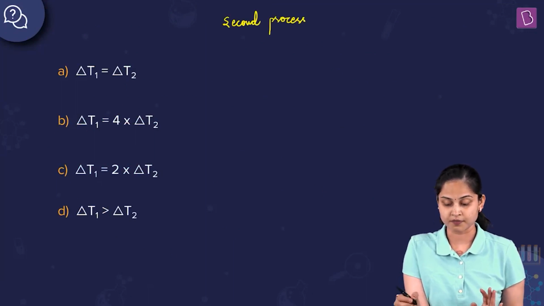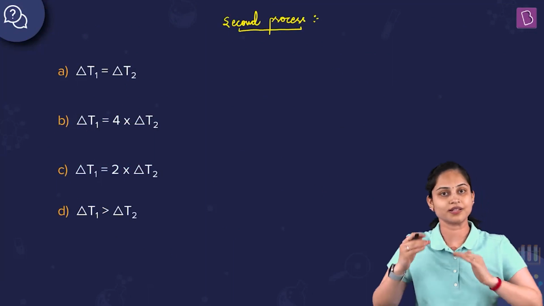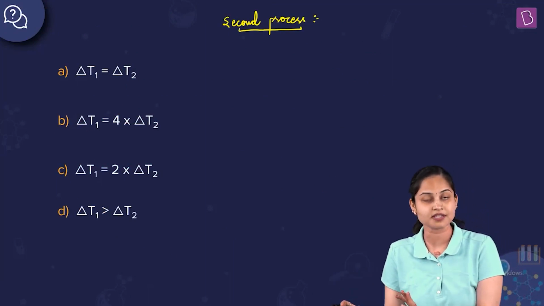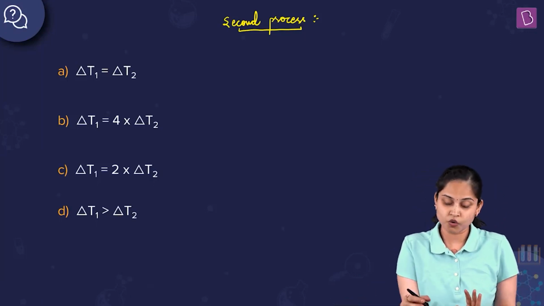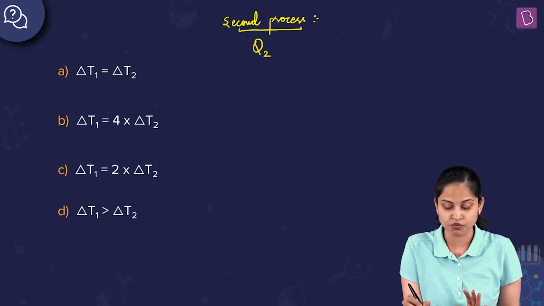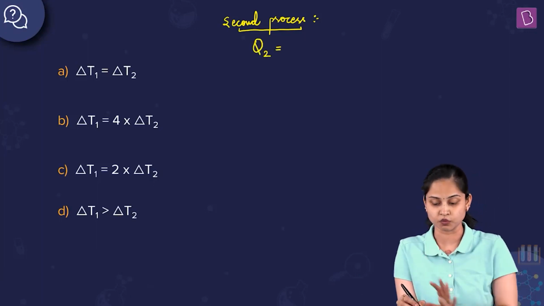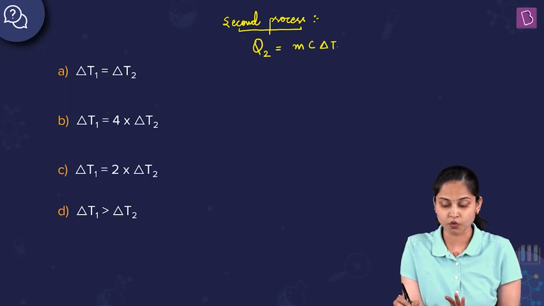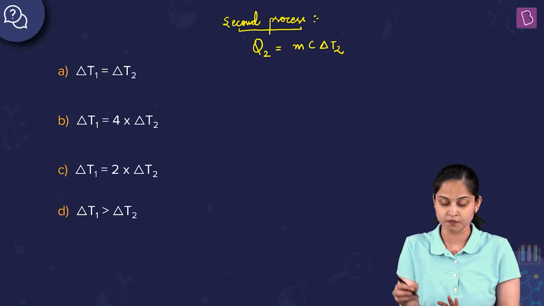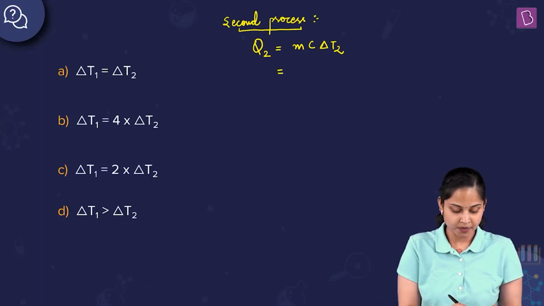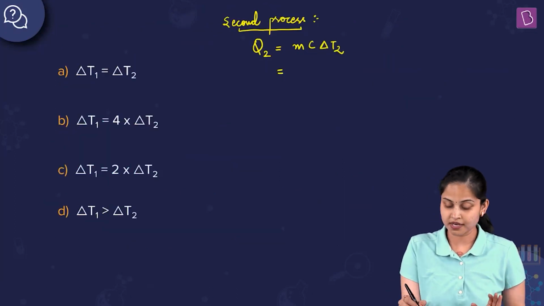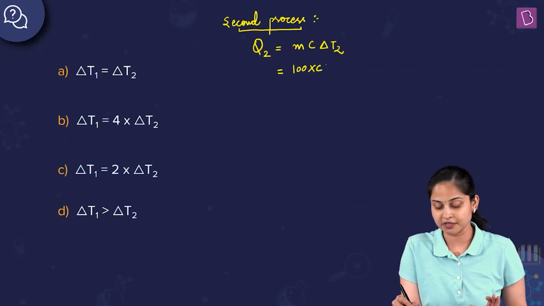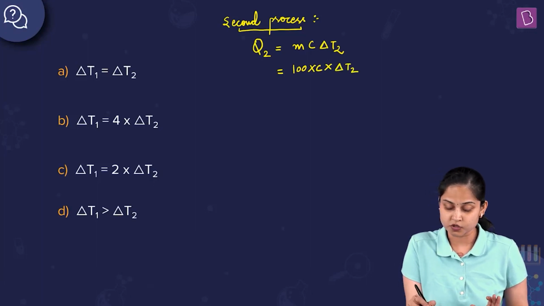For the second process also, complete neutralization has taken place, but here the volume is 1/4 the volume of the first process. So the heat of neutralization Q2 is equal to mc delta T2, where the rise in temperature is delta T2. Now what is the mass of the solution? The mass of the solution will be 50 plus 50 equals 100 grams, multiplied by c, the specific heat, multiplied by delta T2, and it is Q2.